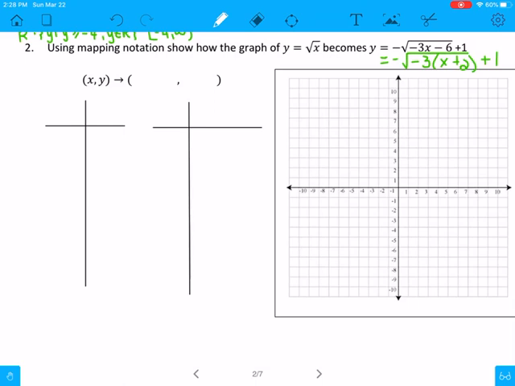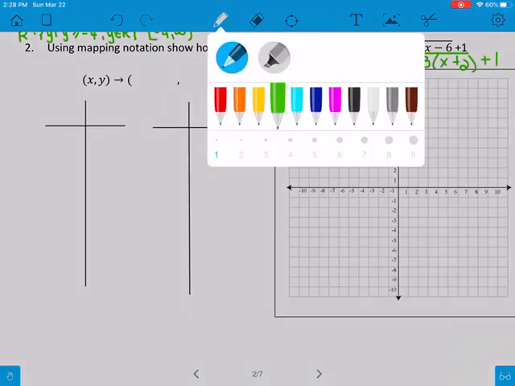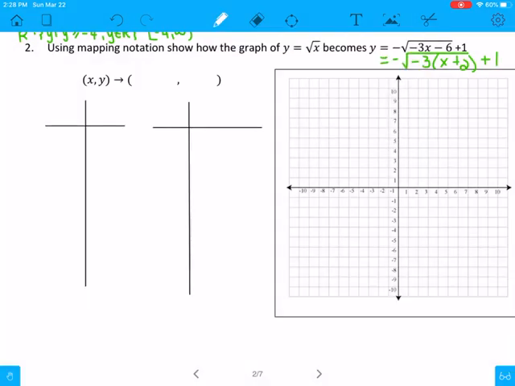So let's do our mapping. So my x values are affected by everything here, right? So I'm going to multiply by negative 3. No, I'm not, because it's a horizontal stretch by a third, and words and mapping are the same. So I'm going to actually multiply by negative a third.